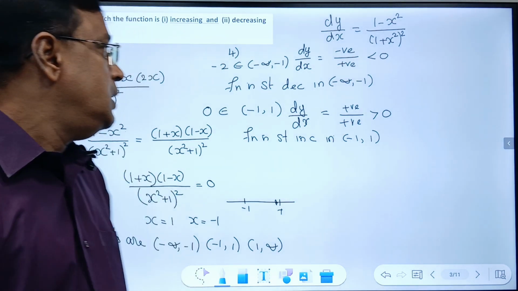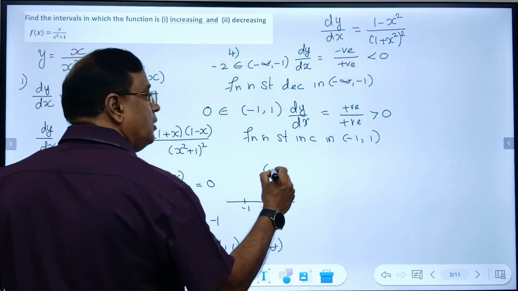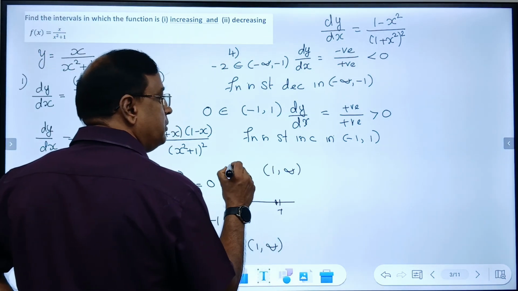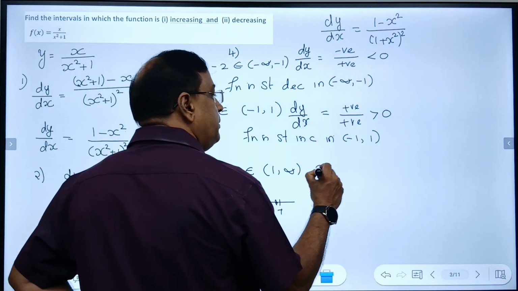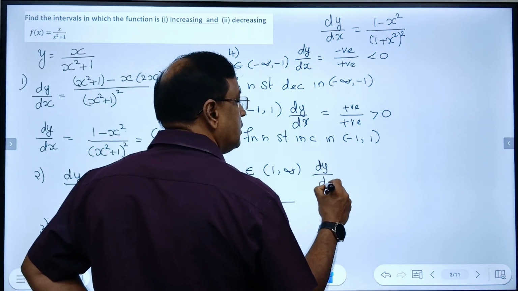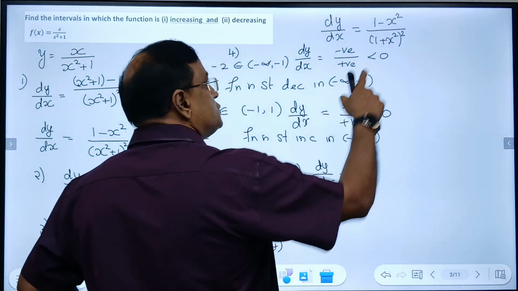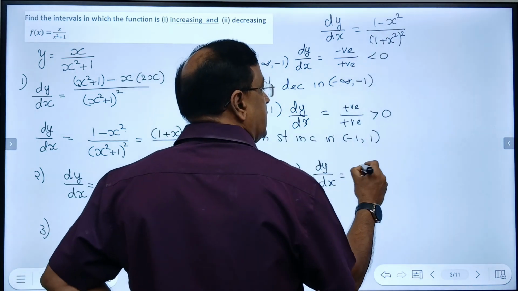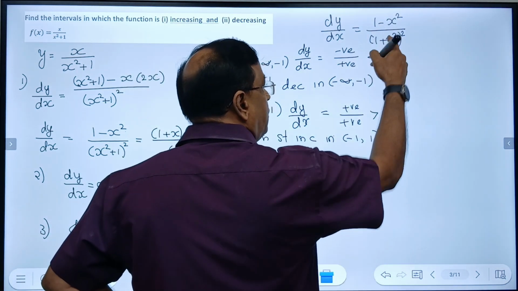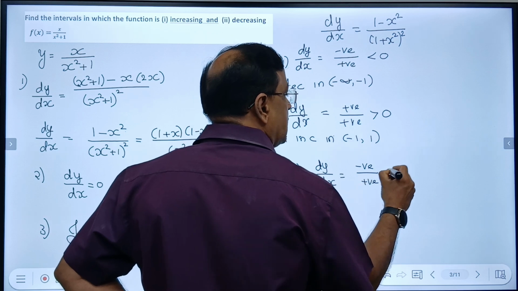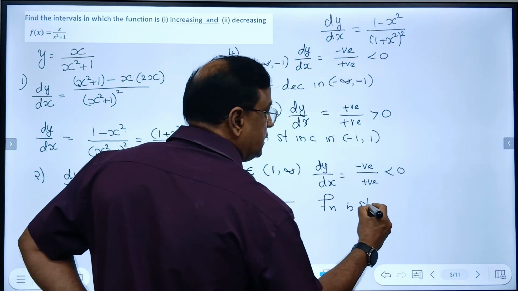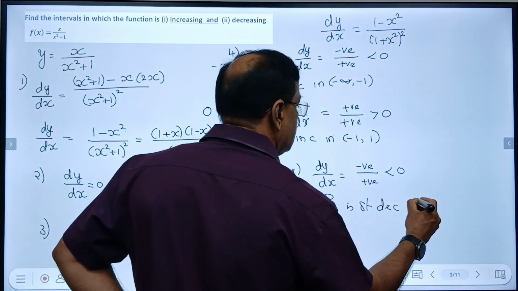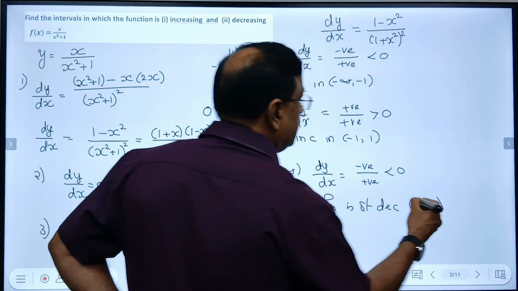Simple, isn't it? Now what do you do? Choose the next interval and a number in between that. I'll choose 2. Now dy by dx will be, when I choose 2, 1 minus 4, that is negative, divided by positive, which is again negative. Therefore, the function is strictly decreasing. Where is it decreasing? In 1, comma, infinity.